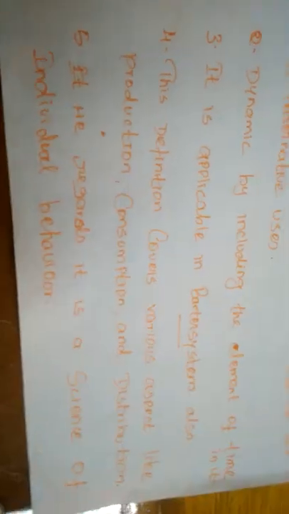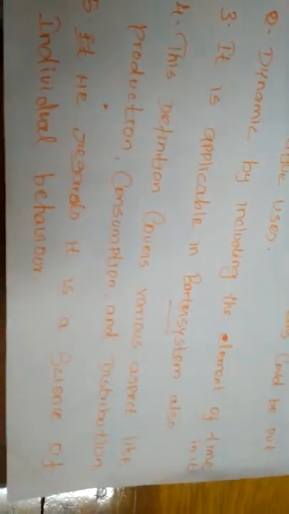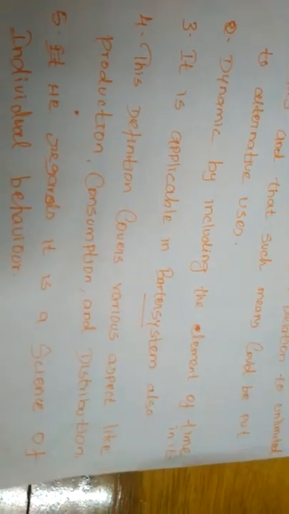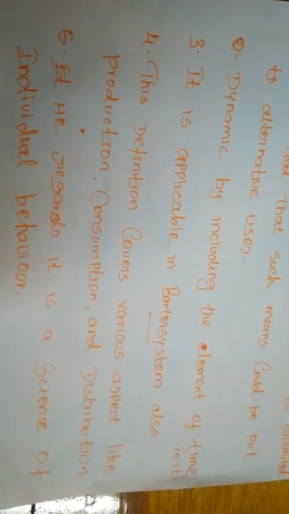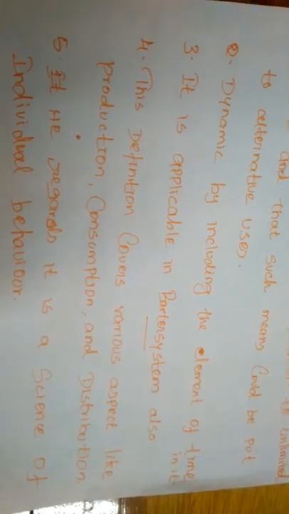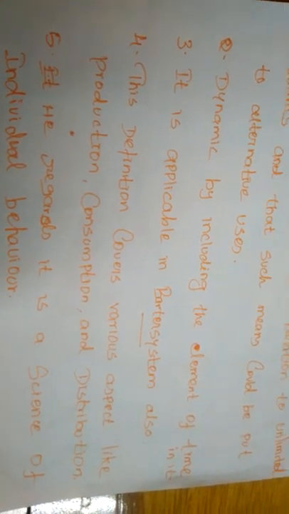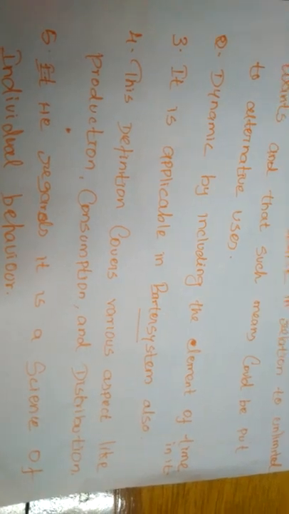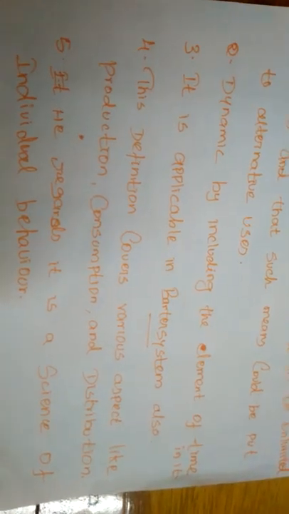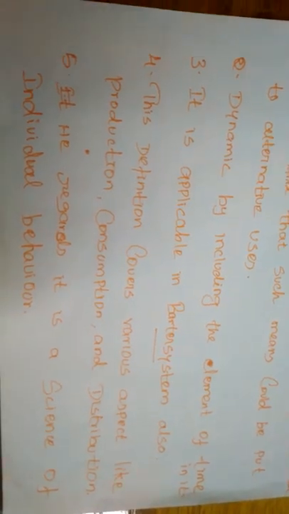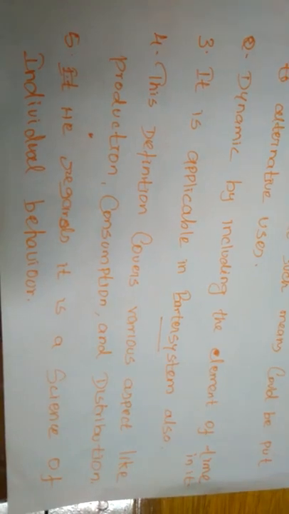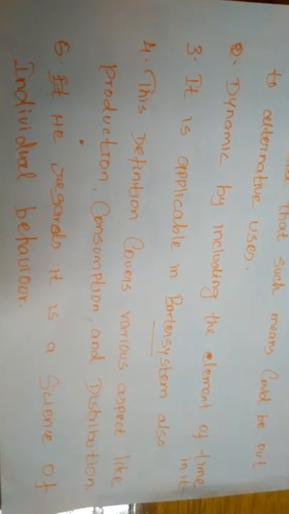Next, the last one: he regards it as a science of individual behavior. Why does this definition regard it as a science of individual behavior? The society or individual persons take actions on the basis of this definition, and the individual person and the society take the effort of making economic activities. So he regards it as a science of individual behavior.